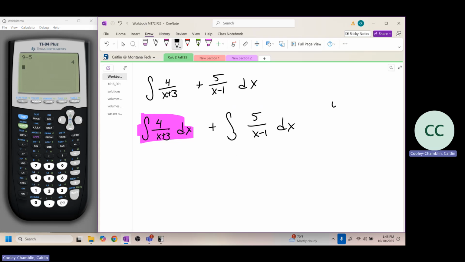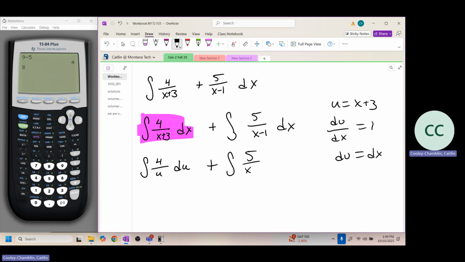So if u is equal to x plus 3, du over dx is equal to 1. So du equals dx. So we have the integral of 4 over u du plus this one's just going to come down. We're not messing with it yet.